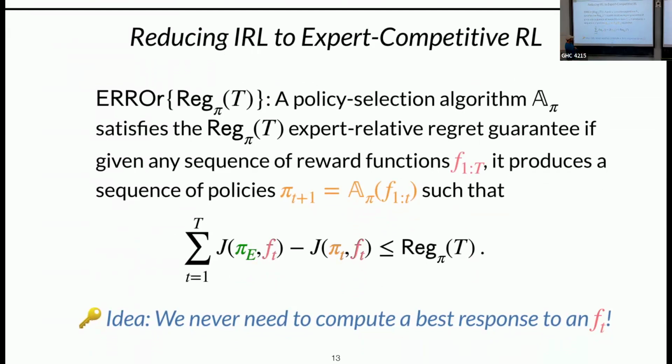So let's think about this condition for a second. This condition is saying that, averaged over rounds of this whole process, when I look at the particular adversarially chosen reward function, my performance is not too much worse than whatever the expert's performance was under this particular reward function. Let's say there's a performance bound between what the expert did and what I did.